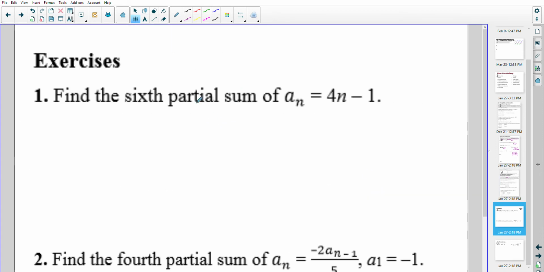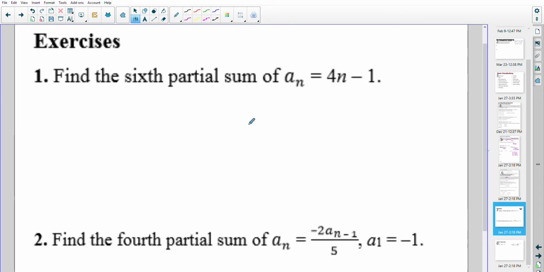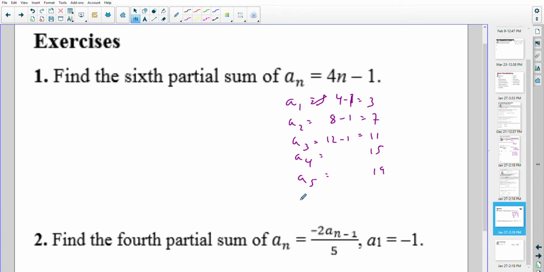So you're going to have some examples. First of all, when it just says find the partial sum, that means you're supposed to add up all of the terms. For example, a sub 1 equals, putting in 1 for n, 4 minus 1, or 3. A sub 2 equals 8 minus 1, 7. A sub 3, 12 minus 1, 11. You can see they're going up by 4 on each one because you're multiplying n by 4. So that's going to be 15, 19, and 23. Then you add up all of those terms and get your answer, and that would be the sixth partial sum. Adding up the first two would be the second partial sum, then the third partial sum, fourth partial sum, etc.